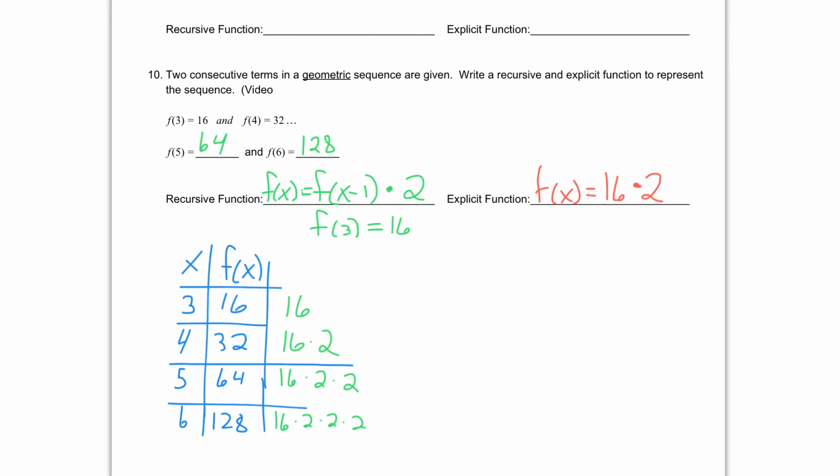So if we just add to that our number of 2's, we have 0 number of 2's, 1, 2, and 3. So if we look at our x's compared to our number of 2's, you can see that it is 3 less than what we wanted to start with. So then we could say that this is 2 to the x minus 3.